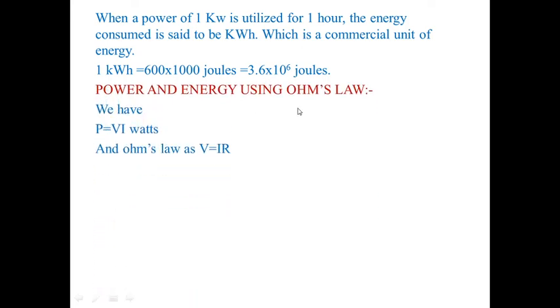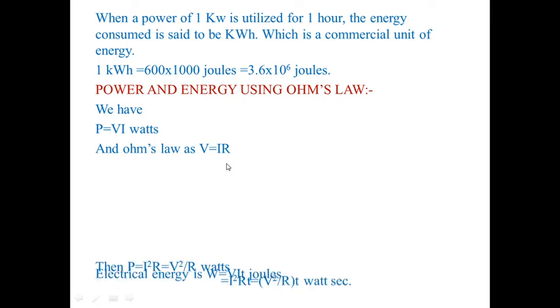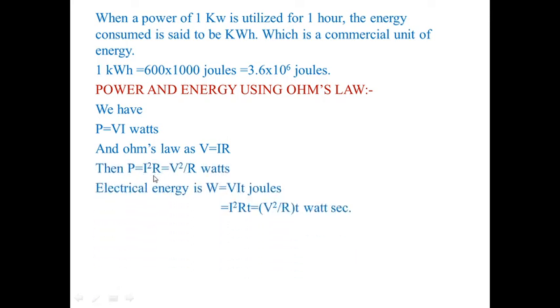So, power and energy using Ohm's law. Here are the different equations of power and energy using Ohm's law. We have power P is equal to V into I watts. And Ohm's law: V is equal to I into R. Therefore, power is equal to I square into R, or V square divided by R watts. P is nothing but V into I, correct. If you substitute V with I into R, you get I square into R. And since I into R is V, we get V into V, that is V square divided by R watts.